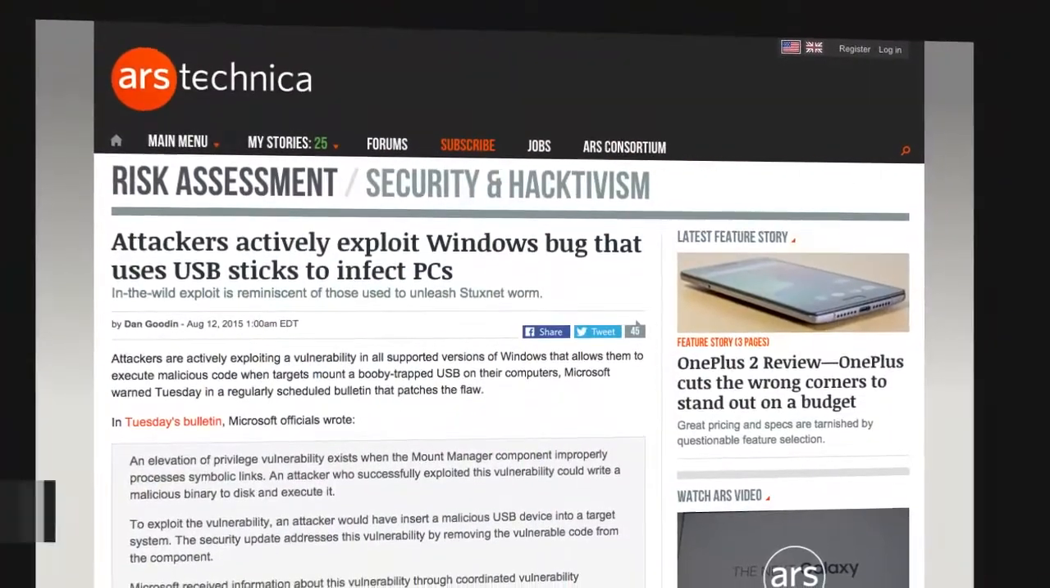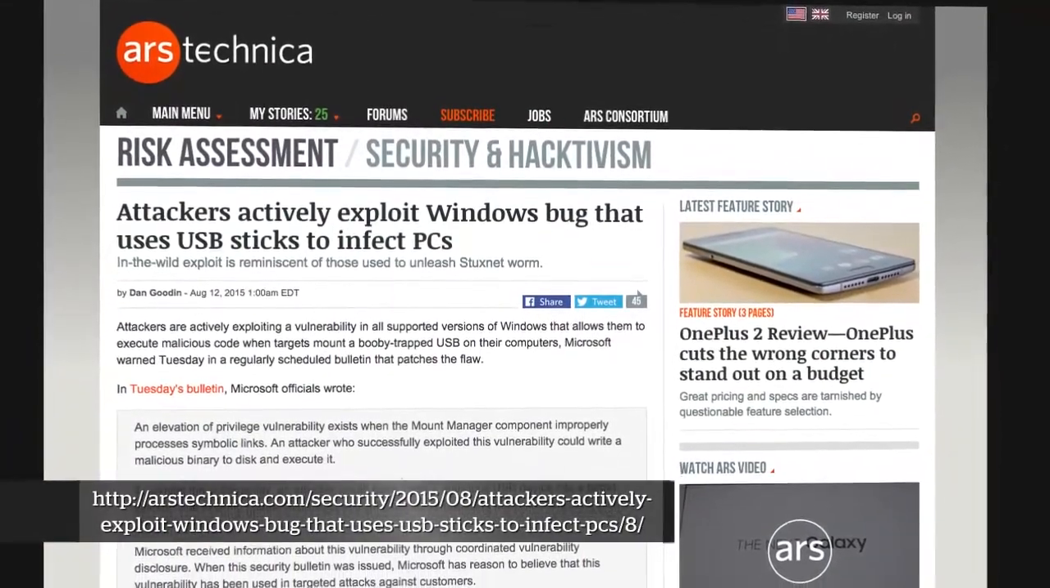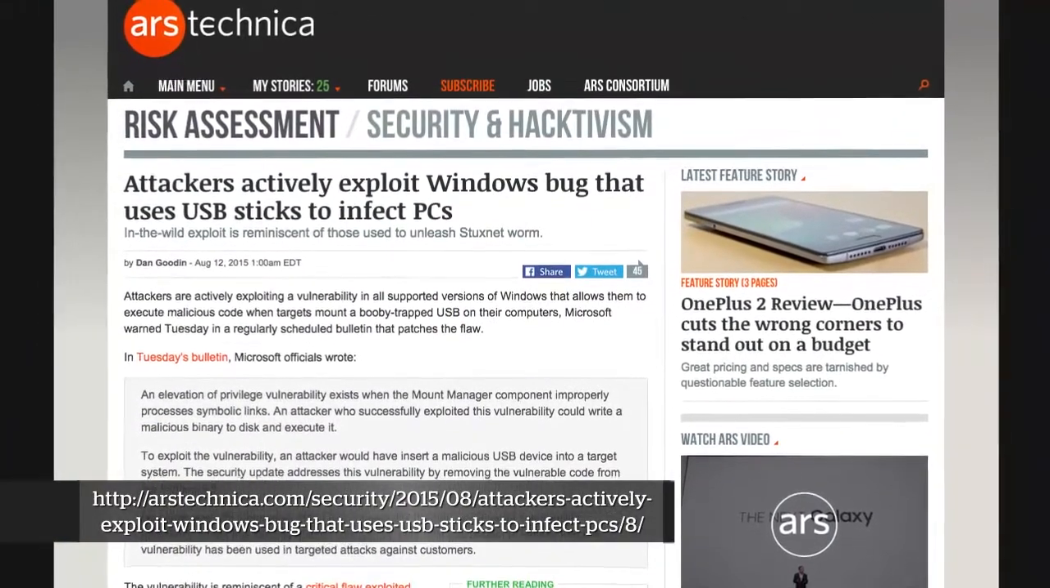This is a new vulnerability. It's actually in the Mount Manager service. I guess first of all, I should mention it's CVE-2015-1769. That's the actual vulnerability ID in the Common Vulnerabilities and Exposures database. Microsoft's patched it under MS15-085, and it does impact all versions of Windows.